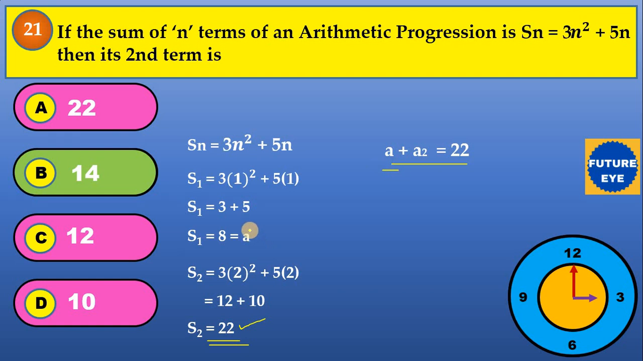Now the A value we have got here is 8. Substitute that. Now transfer 8 to this side, we get 22 minus 8. So 22 minus 8 gives the answer 14. So this is the second term, children. So where is the correct option? Option B, 14. So next let us move on to another problem, children.